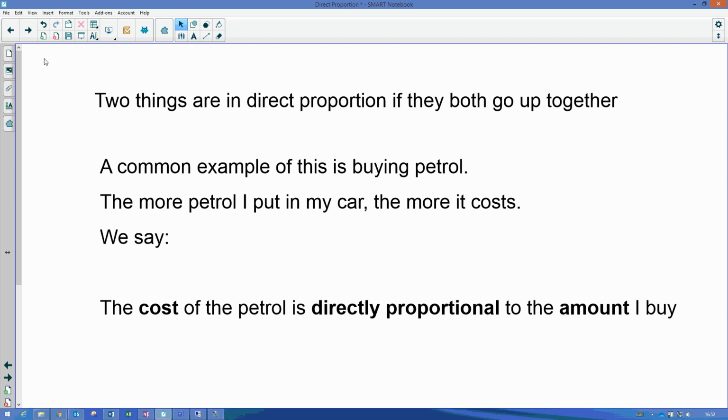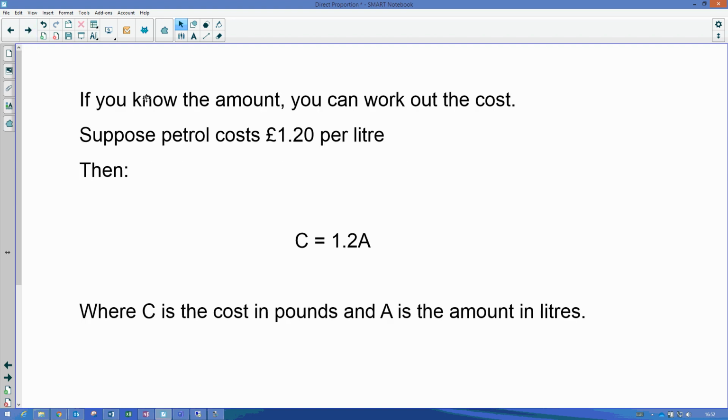Now we can get a bit more technical and write a formula. So if I know how much my petrol costs per litre, I can write a little formula like this. The cost, so C is the cost in pounds, and A is the amount in litres. C equals 1.2 times A. We wouldn't necessarily expect you to be doing that in a functional skills exam though.